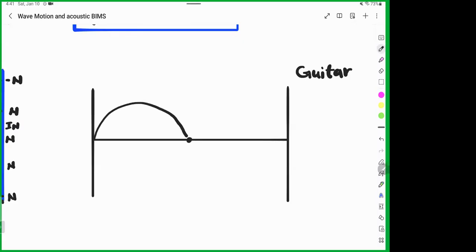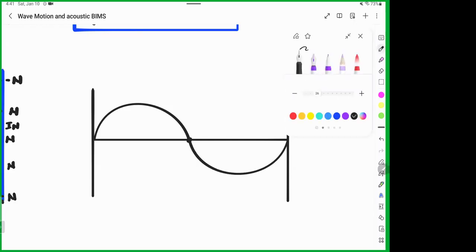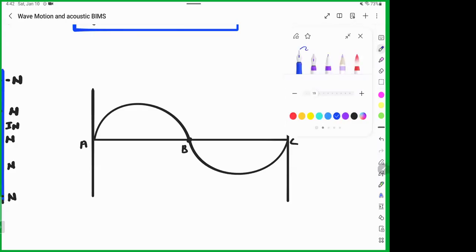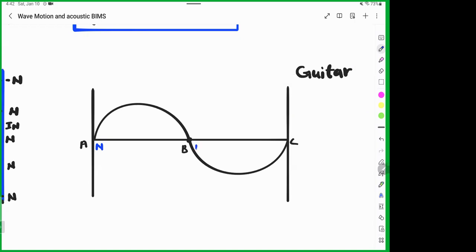Now you know this is half wave and here you have one complete wave. Let's take this is A point, B point and C point. Okay. At A, B and C, your amplitude is zero. At A, B, C, amplitude is zero. That's why such structures are known as node. This is node, this is node, this is node. Any doubt, guys?